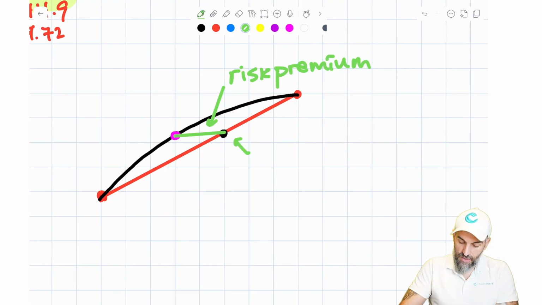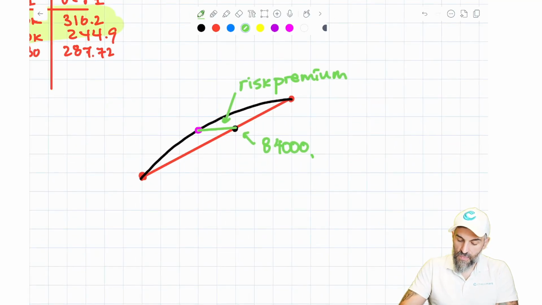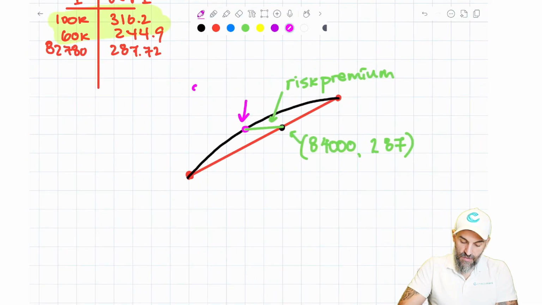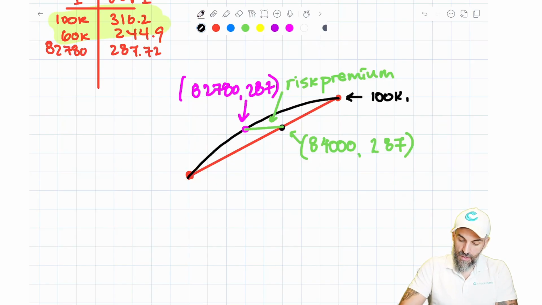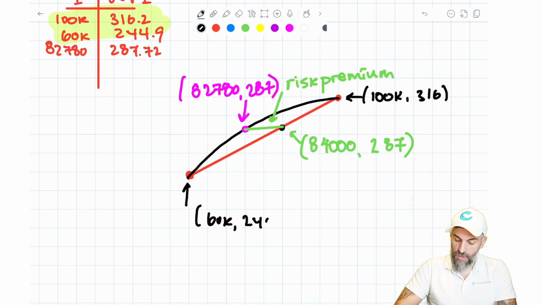So this 84,000 here, that's 84,000 income with 287 utility. This point here is 82,000 of income, 82,780, also with 287 of utility. This point here is $100,000 of income with 316 utility. And this point here is 60,000 of income with 244 utility.